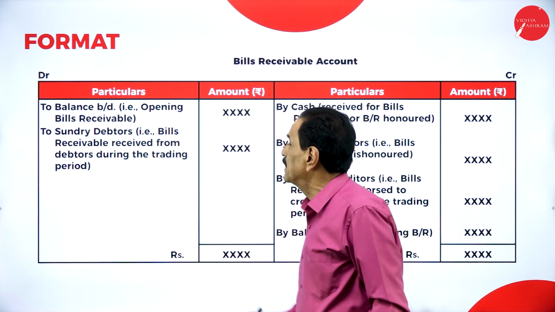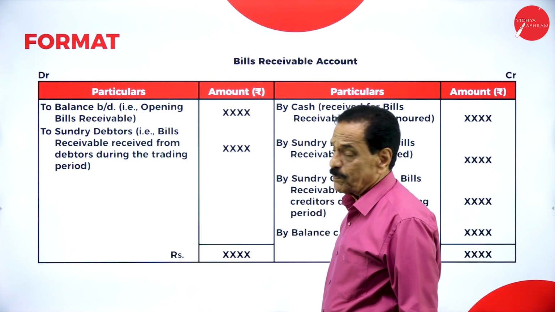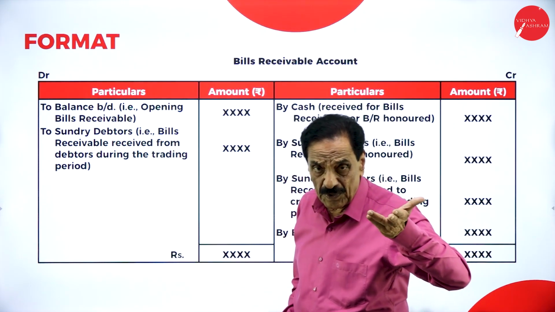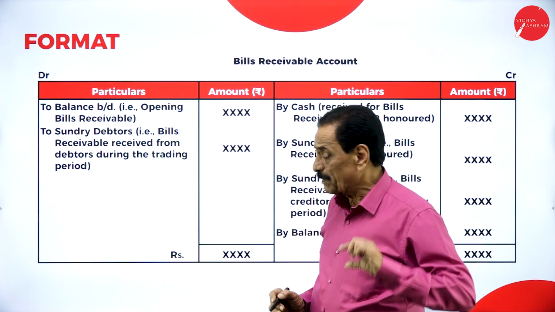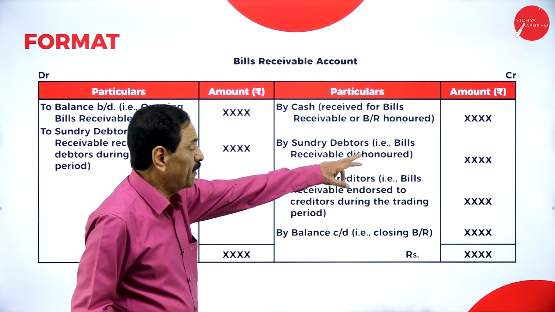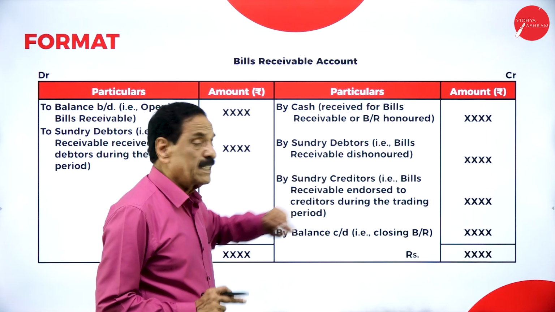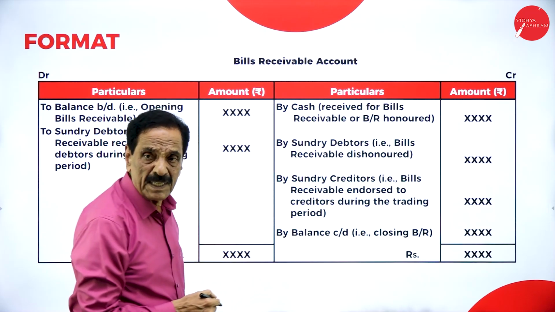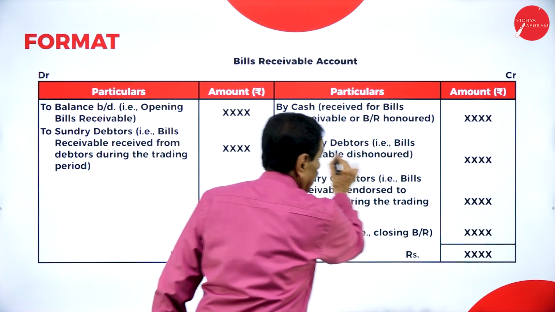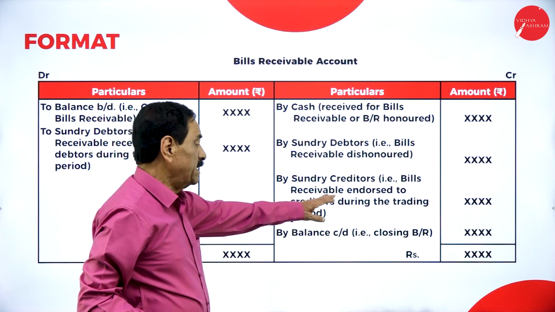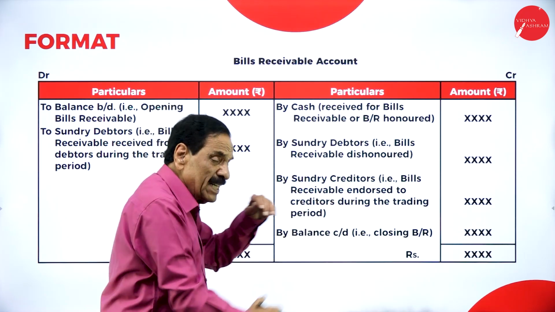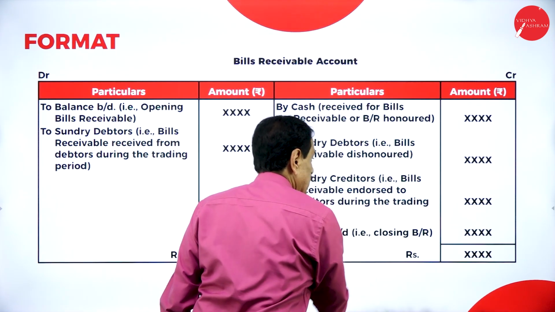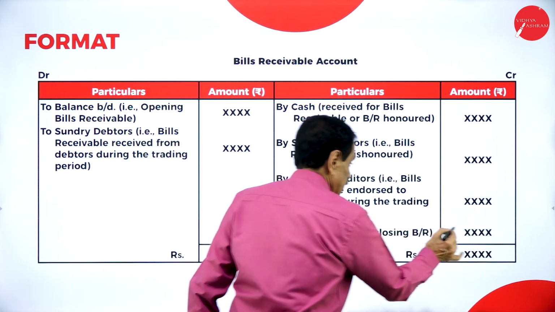We start with to balance brought down, opening BR. We have to receive from our customer. Sundry debtor, BR received during the year. Still they have not paid our money. Here, by cash received for BR we received. By sundry debtor, bill has been dishonored. Whatever bill is given has been dishonored. Once again, they become our debtor. Entry will be debtor account debit to BR account. By sundry creditor, whatever bill is given, I transfer to my creditor. Bill receivable endorsed to creditor during the trading period. Whatever the difference comes, this is the closing BR.